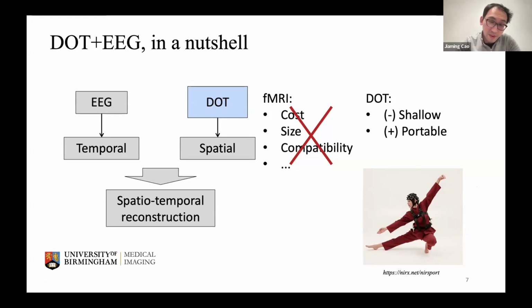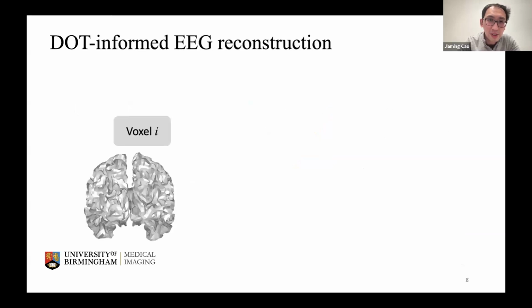So that is the big advantage. So that is why we want to substitute fMRI using DOT and see if we can still do this kind of spatial reconstruction using DOT and EEG fusion. So that is the motivation, and that is the one slide summary of how that should work. Now we can start to dive into the details for a little bit.